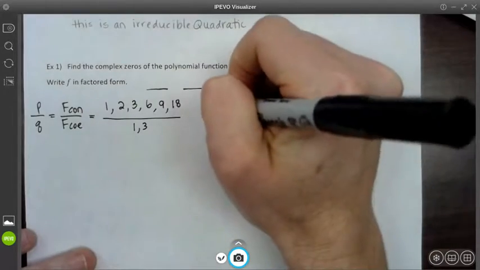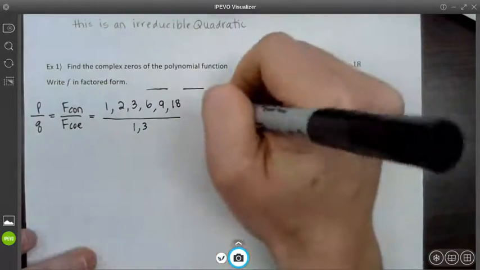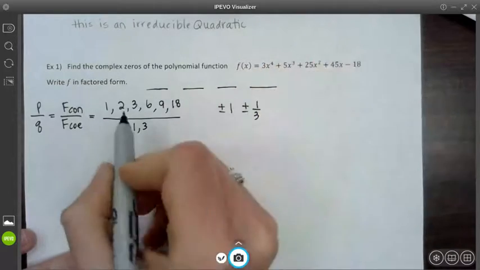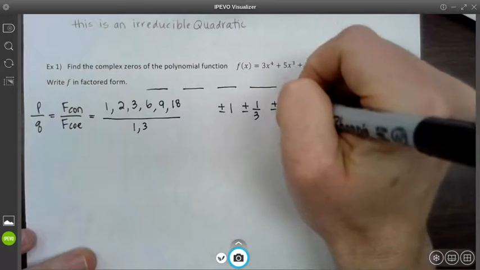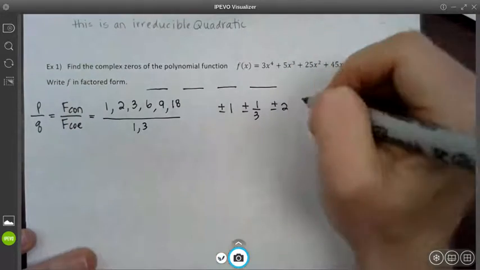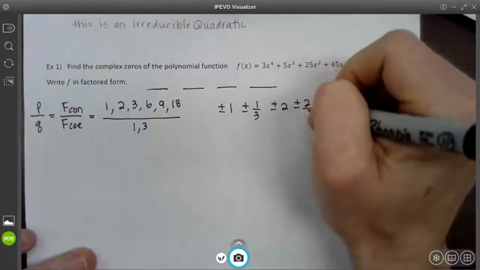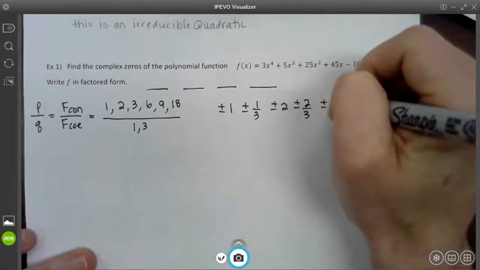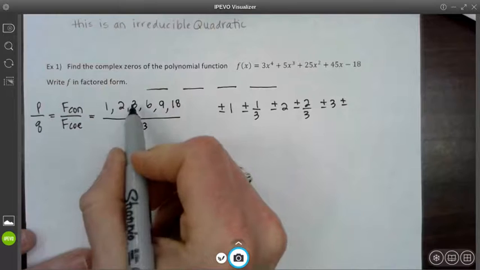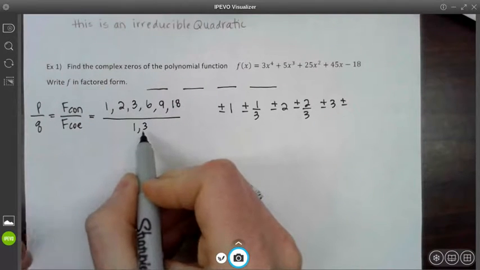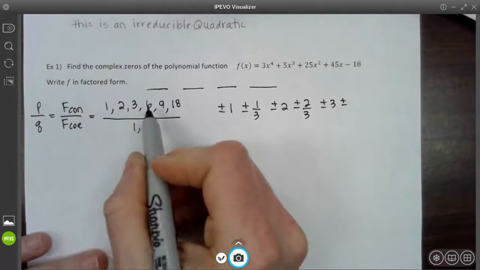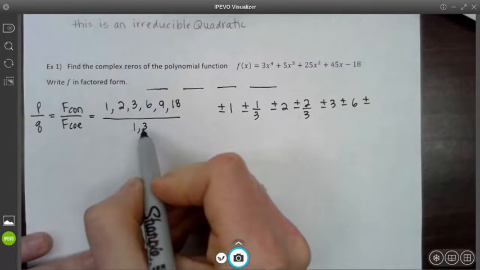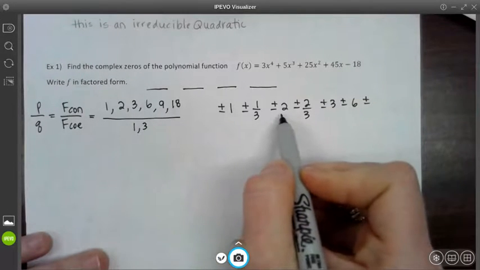Let's create our fractions. Plus or minus 1 over 1 is 1. Plus or minus 1 over 3 is 1/3. Plus or minus 2 over 1 is 2. Plus or minus 2 over 3 is 2/3. Plus or minus 3 over 1 is 3. Plus or minus 3 over 3 is 1, guys, so I don't have to repeat that again. I already have it. All right, and then plus or minus 6 over 1 is 6. Plus or minus 6 over 3 is 2. I already have 2, so I don't have to list a repeat.